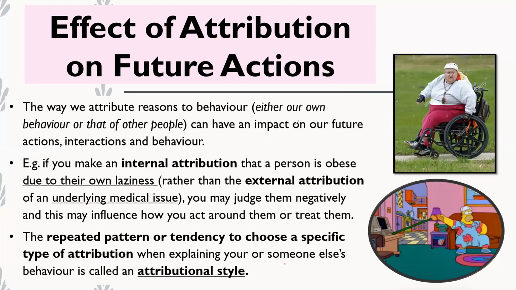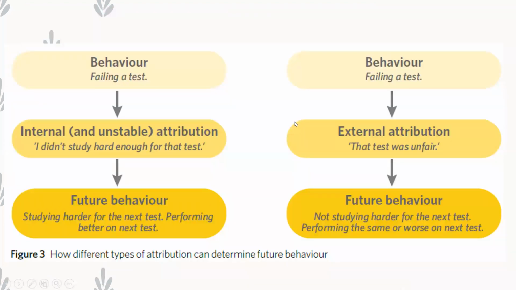Okay, so the next thing that we're looking at now is just an example again from your book. I'm not going to go through this too much, but it just shows you the differences. When you fail a test or fail a SAC and you make an internal attribution saying, I didn't study hard enough for that test, it's my fault, you have more control over that behavior because it's up to you now. The same way that the blame was on you, it's also up to you to change it. So you're more likely to study harder for the next test and perhaps even perform better on the next test.